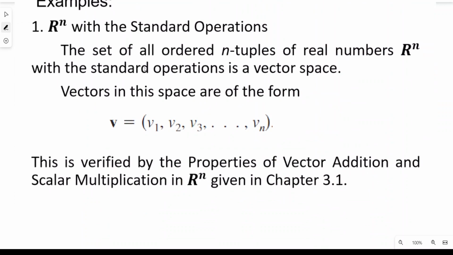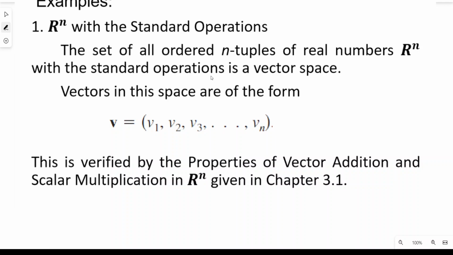So our first example would be the set R to the n. This is the cross product of n real numbers with the standard operations. The standard operations being referred to are component-wise addition and scalar multiplication. The set of all ordered n-tuples of real numbers in Rn, where V is equal to the ordered n-tuple V1, V2, V3 up to Vn, with the standard operations, is a vector space.